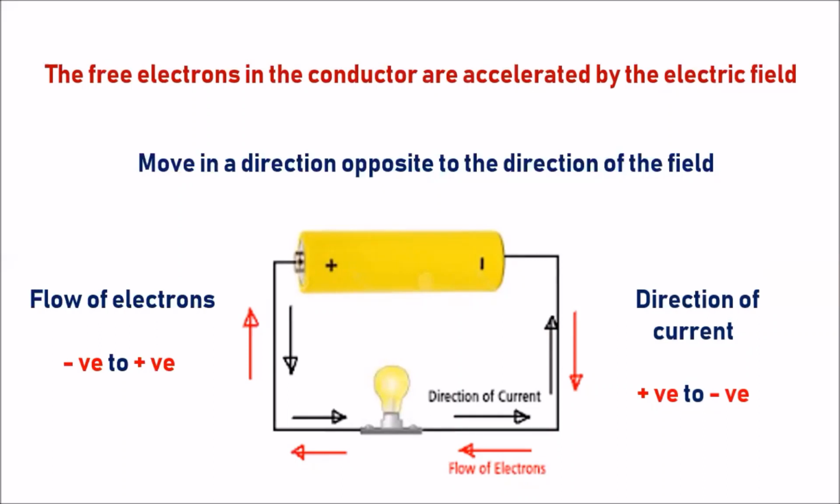Now what is the direction of current? It is from positive to negative. In the diagram you can observe arrow marks in red color and black color. The red color direction is the flow of electrons from negative to positive. The black arrow marks you can observe are from positive to negative. Right? So what do you need to remember? Do we need to remember the flow of electron direction or the direction of current? You must remember only the direction of current, which is also known as conventional current.